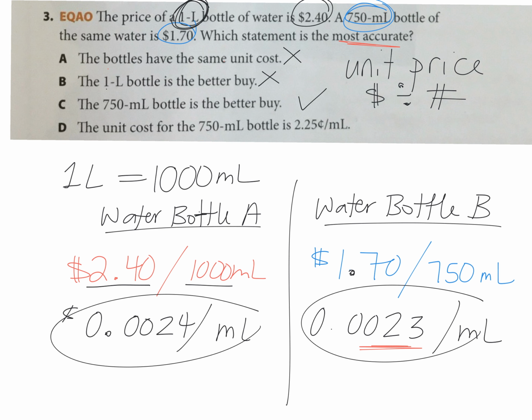Okay, let's just make sure that D is also not right, because then we have to make sure you go through every single one. Don't just assume you got the right answer yet. Is the unit cost, so is the unit price for this water bottle $2.25 per milliliter? Is that true? No. So what's the answer? C. The 750 milliliter bottle is the better buy.